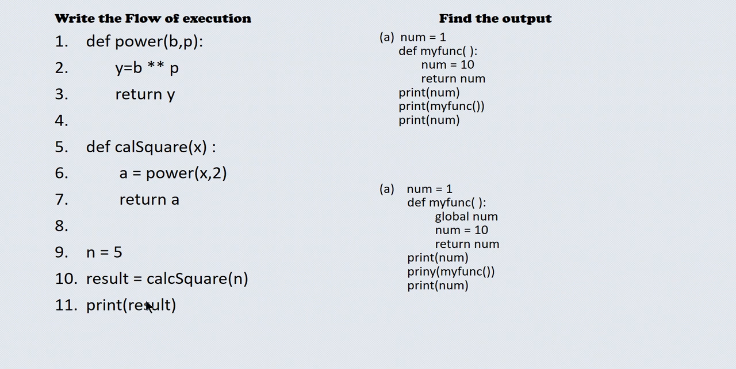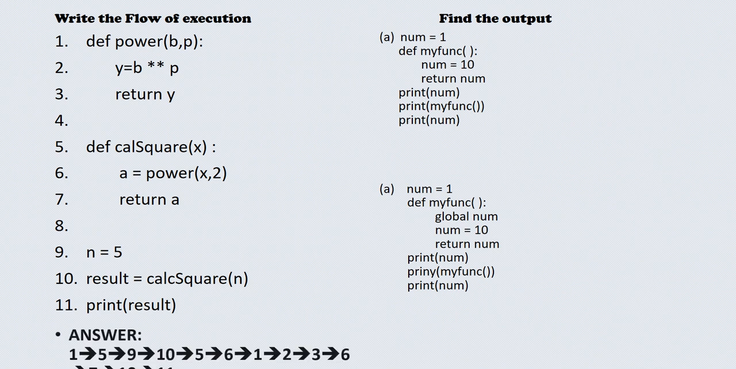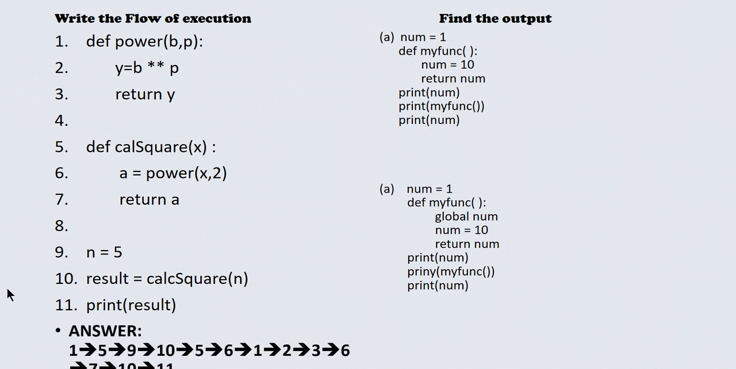And then 11. So in this order only, this particular program will be executed. Now look at the answer. Yes, it is line number 1, 5 and then 9. So after 9, 10.